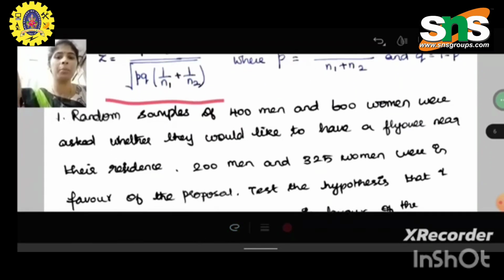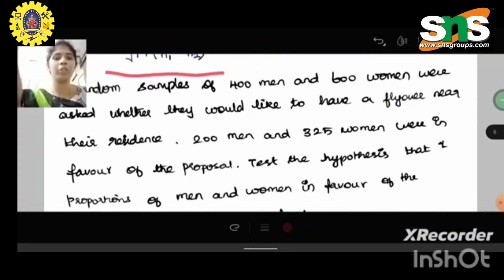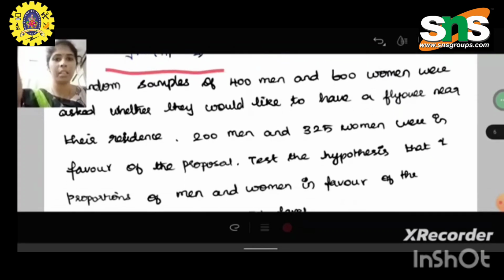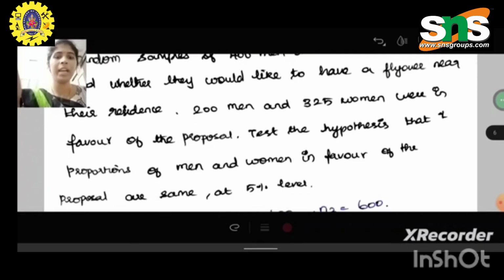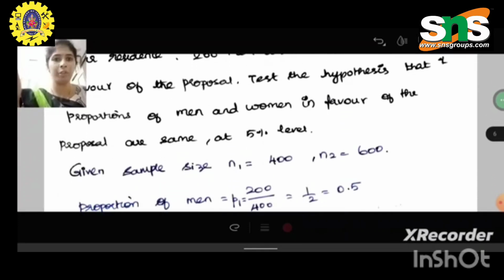So here the problem is: a random sample of 400 men and 600 women were asked whether they would like to have a flyover near their residence. In that, 200 men and 325 women were in favor of the proposal, that is, they are accepting the flyover near their residence. So now we are going to test the hypothesis that the proportions of men and women in favor of the proposal are same at 5% level of significance.